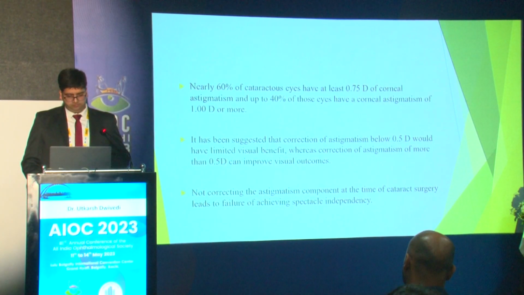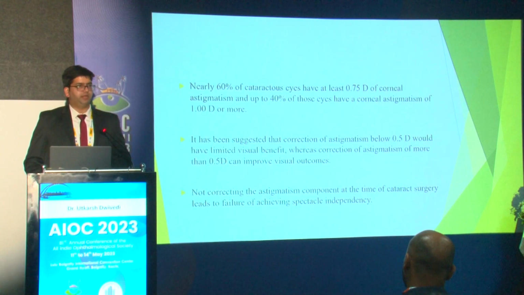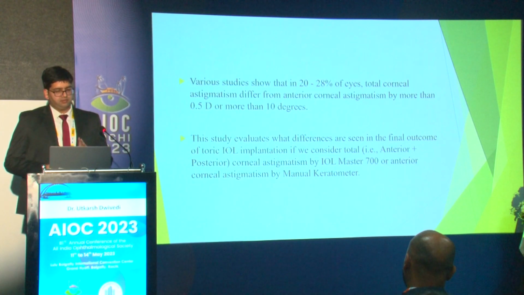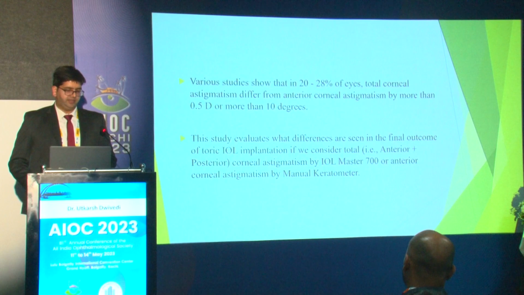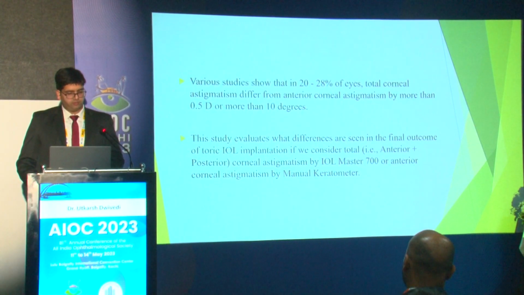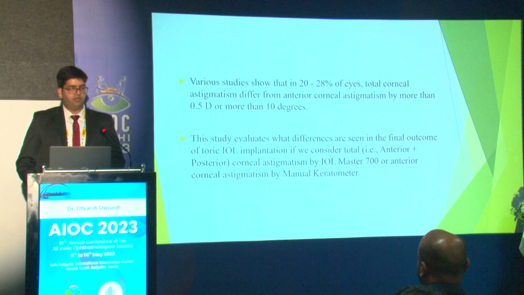Not correcting the astigmatism component at the time of surgery leads to failure of achieving spectacle independence. Studies have shown that 20 to 28% of eyes have total corneal astigmatism different from anterior corneal astigmatism by more than 0.5 diopter or more than 10 degrees. This study evaluates what differences are seen in the final outcome of toric IOL implantation if we consider total, that is anterior plus posterior astigmatism by IOL Master 700, or only anterior corneal astigmatism by manual keratometer.